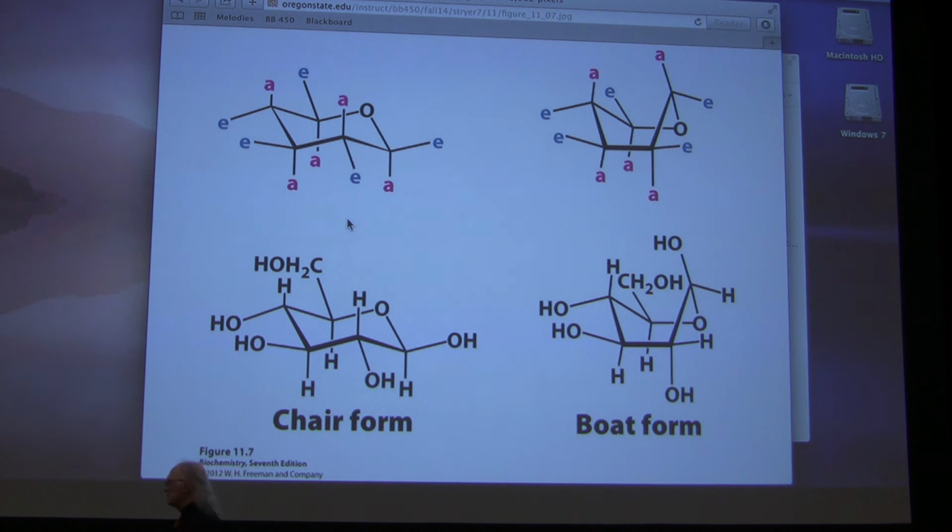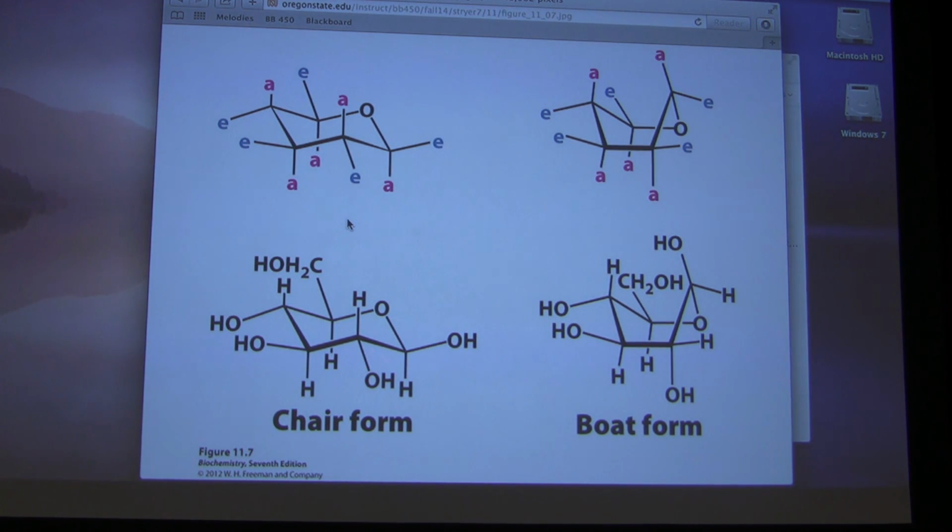We refer to them as boat and chair. I'm not talking about different chemical forms of the sugars, but the same sugar bent in different ways. This could be glucose, for example, in what we call the boat form. Notice that this is in the beta configuration, with the hydroxyl here. We see it in the chair form over here, but in this case it's still up. It's just now pointing outwards instead of upwards.